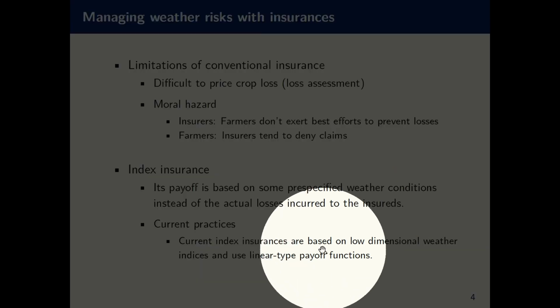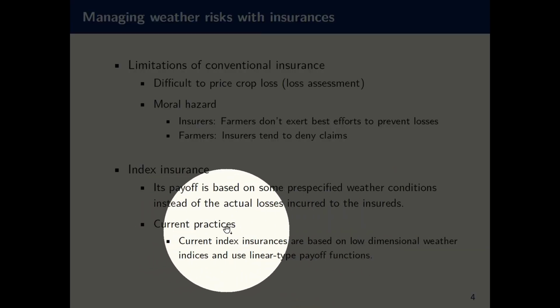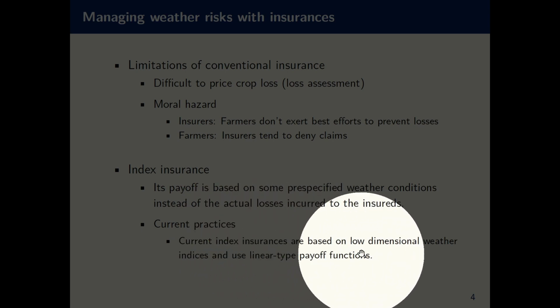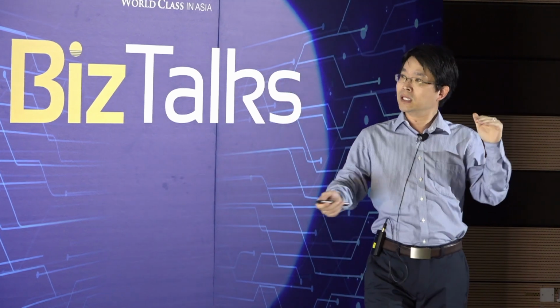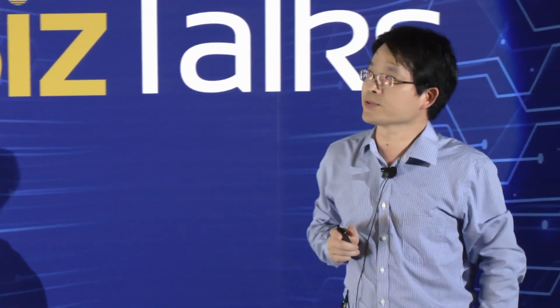And here's the current practice. Right now we have index insurance which is basically written on low-dimensional weather indexes, usually based on a single weather condition, like temperature only or rainfall only. And typically it's a linear contract. For example, if temperature increases by 1 degree C, here's the insurance payoff. So a very simple idea, but unfortunately it doesn't work very well in practice.